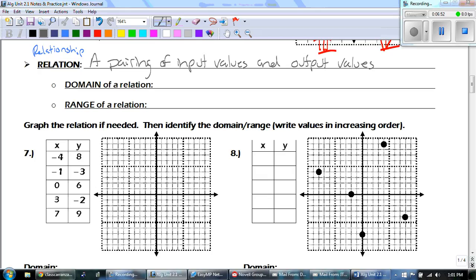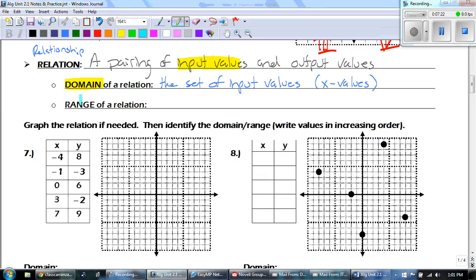So domain, all right, domain is going to be the input. So that's what we call the input. The domain of a relation is the set of input values, okay? And those are our x values.